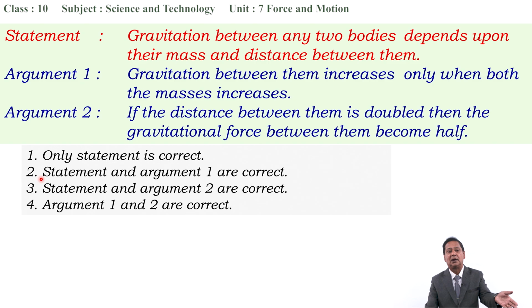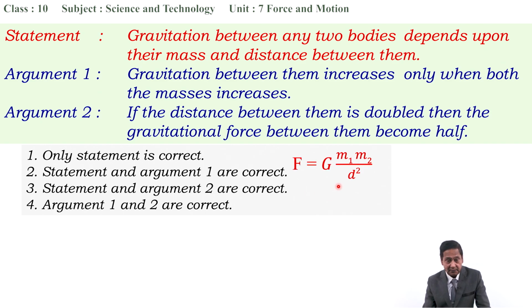Now we have to go through the second one also. Statement and argument 1 are correct. Now let's read argument 1. Gravitation between them increases only when both the masses increase. Is it? Look at this. We have this equation. If m1 increases, then the gravitational force increases. If m2 increases, then also the gravitational force increases. No need to increase both the masses.